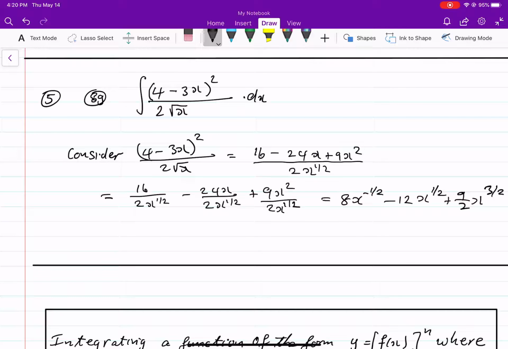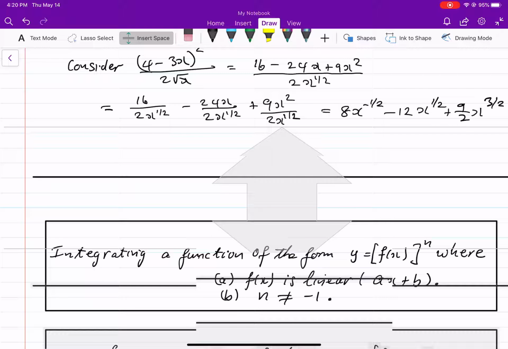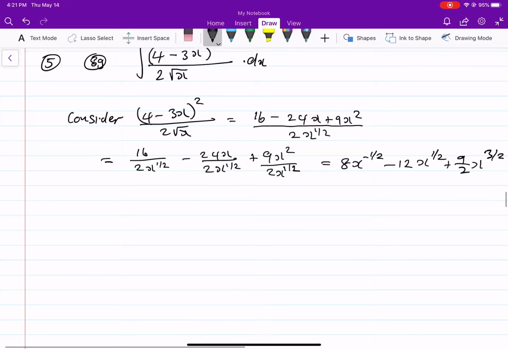So, what have I done so far? I haven't integrated this yet. All I've done so far is to take this guy and massage it to look like this guy.